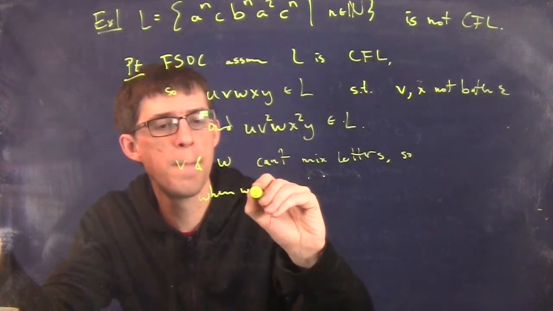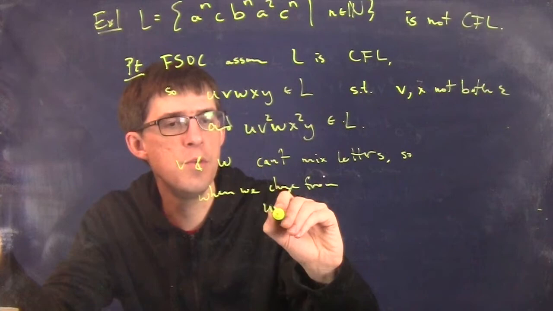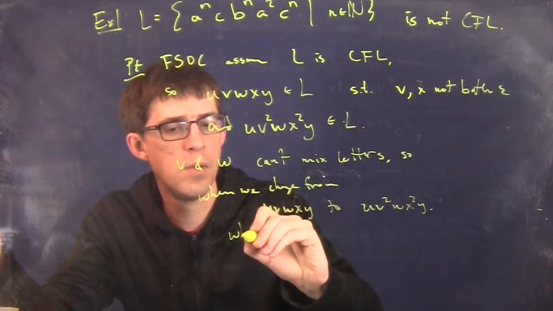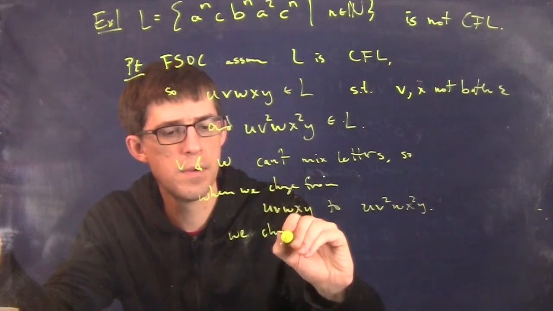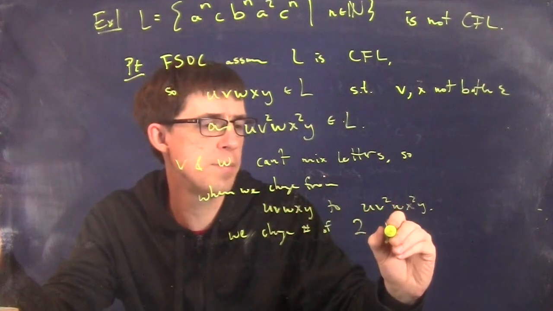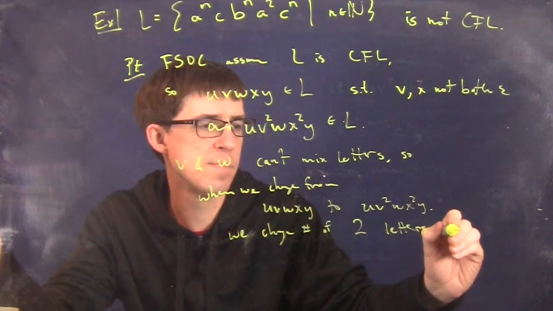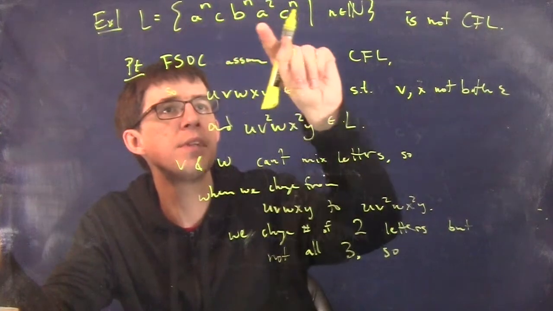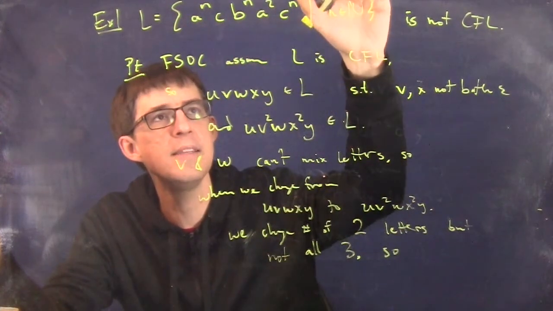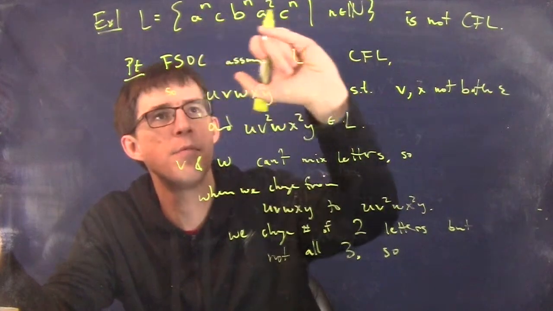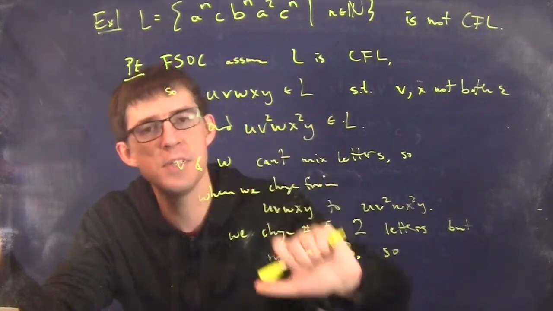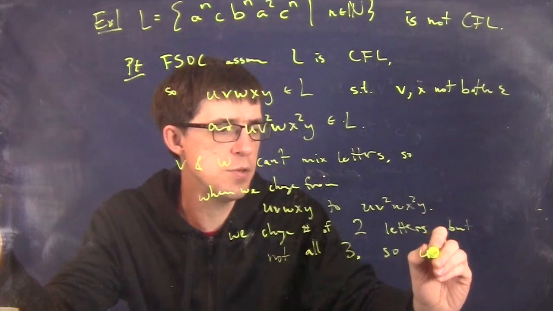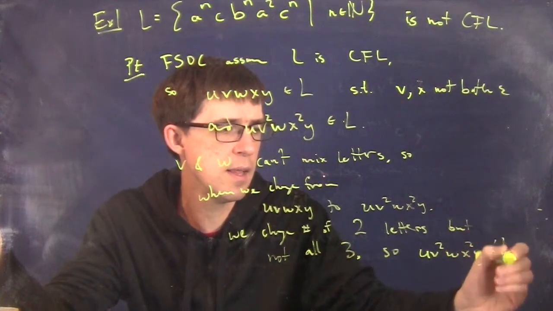So when we change from UVWXY to UV squared WX squared Y, we change the number of two letters, but not all of them. And so this means if you take a string that has this format and you change the number of, say, A's and B's, but not the number of C's, it cannot possibly have this same format again. All right? It requires these A's to match these B's to match these C's. They have to have the same amount. So if we change the number of two letters, but not all three, that means that this UV squared WX squared Y is not in L, and that's the contradiction.